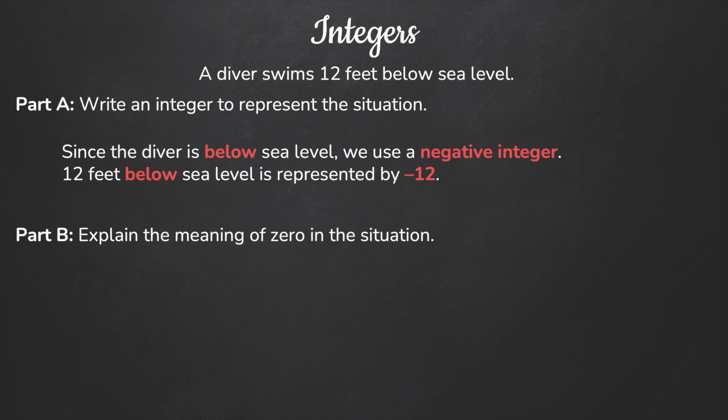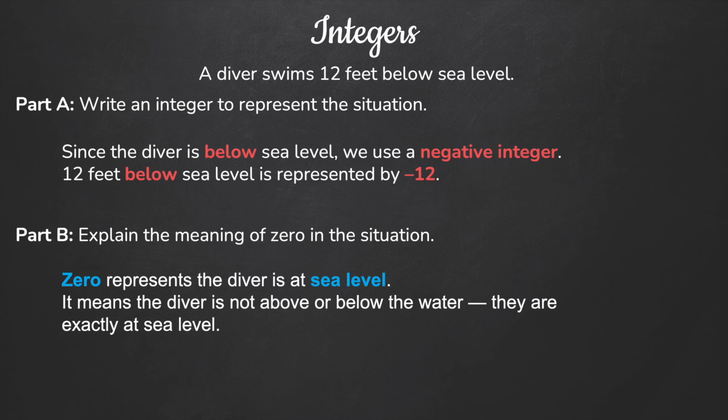Part B says, explain the meaning of 0 in the situation. 0 represents the diver is at sea level. It means the diver is not above or below the water. They are exactly at sea level.